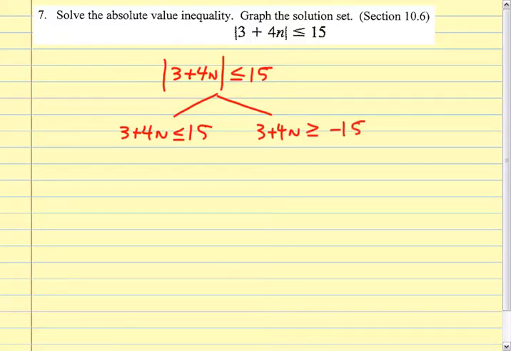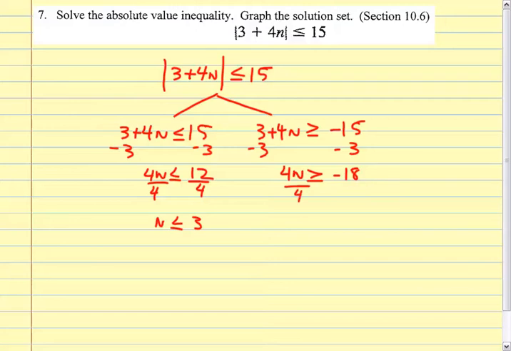Good. Now we just solve from here. Subtract 3 from both sides. I'm going to get 4n is less than or equal to 12. Divide by 4. Do I need to flip the inequality? No, because I'm dividing by a positive, not a negative. It's only when I multiply or divide by a negative. N is less than or equal to 3. Subtract 3 from both sides. I get 4n is greater than or equal to negative 18. Divide by 4. And n is greater than or equal to negative 4.5.